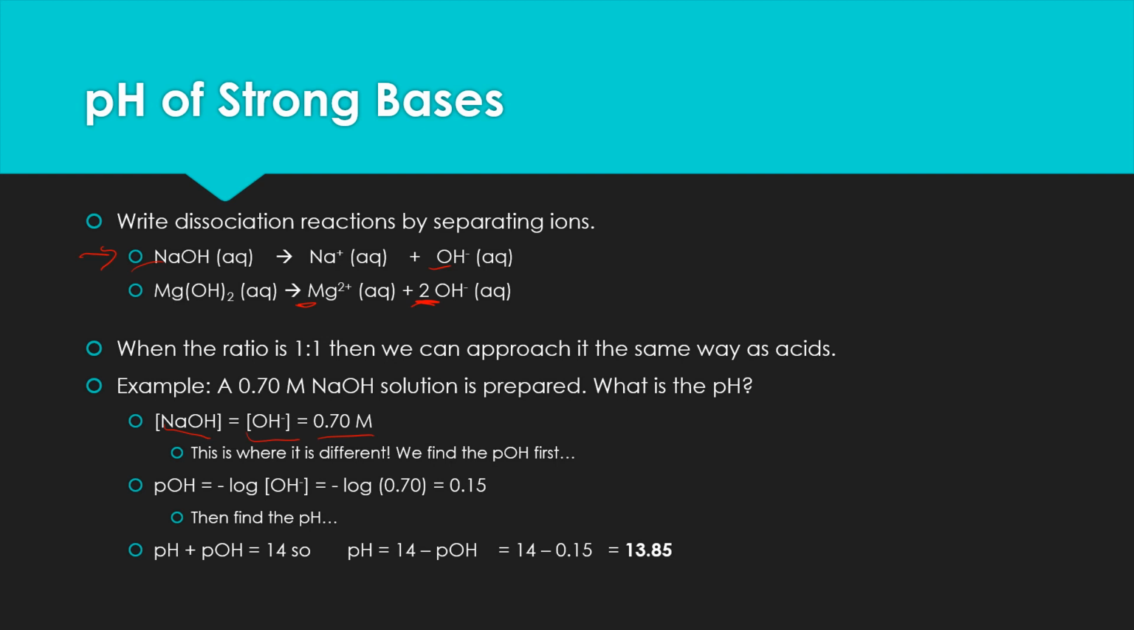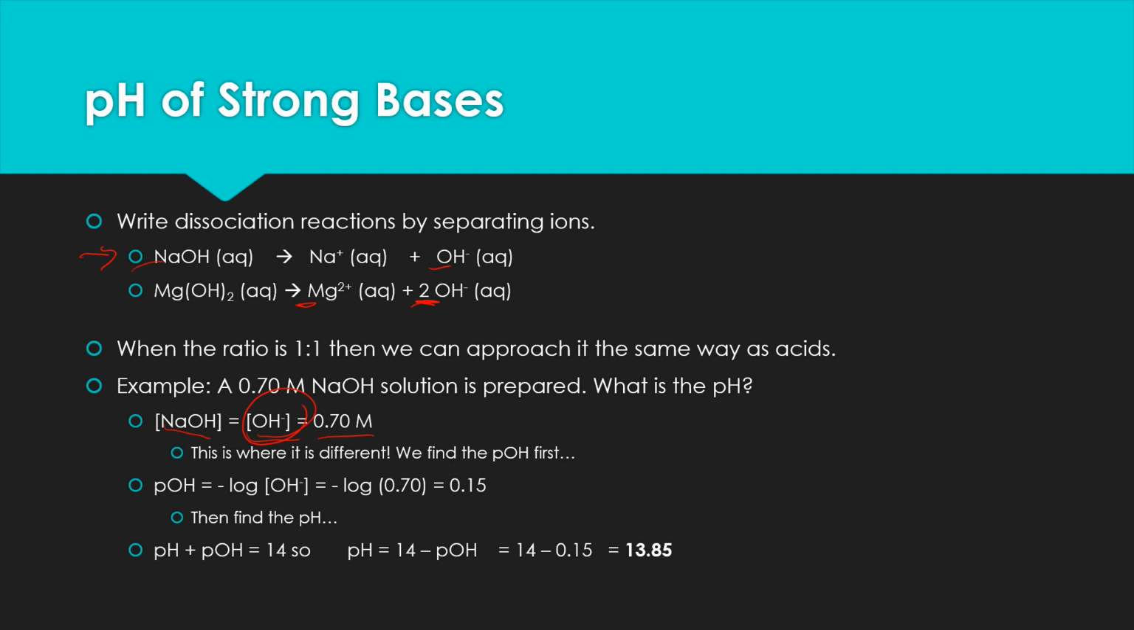And this is where it is a little bit different. Since we have the concentration of OH, when we do the negative log, we're doing the negative log of OH. So we are calculating pOH. Okay, if you put in OH, you're finding pOH. If you put in hydrogen concentration, you're finding pH. All right, but that doesn't change the fact that we can still find our pH.